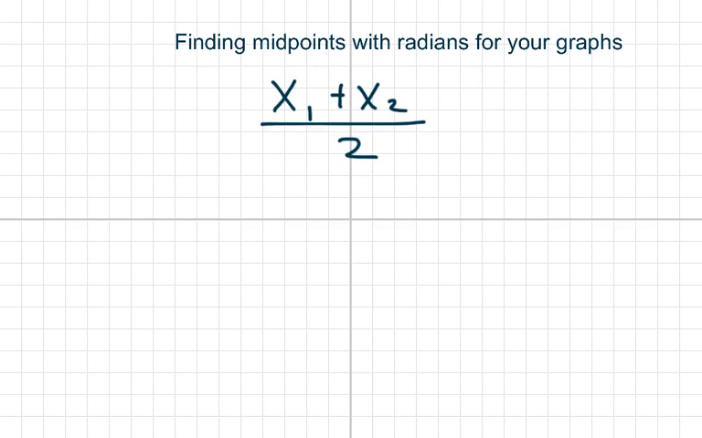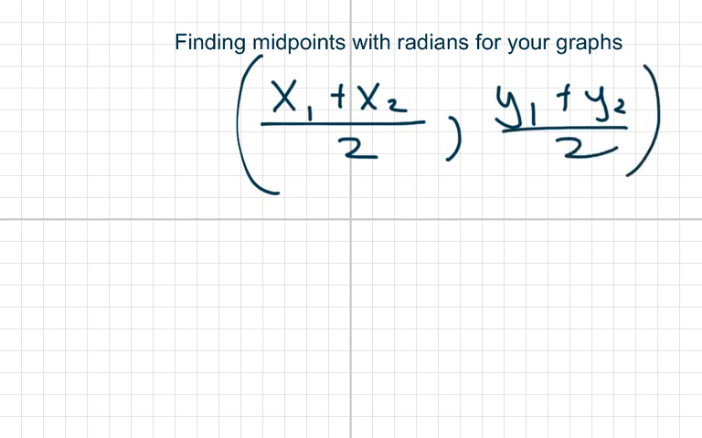This is a quick video on finding midpoints with radians for your graphs. Basically for a point, the midpoint formula is this. We're not trying to find that. We're just trying to find the x values, so we're only going to use this part. You add the two that you want to find the distance for, and you divide it by 2.